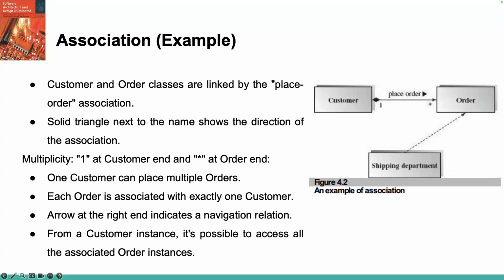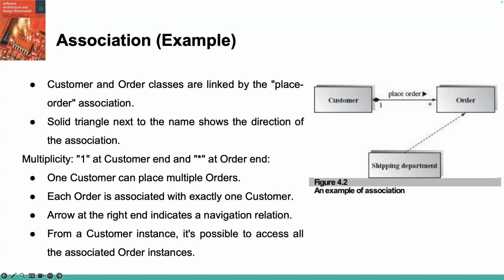In object-oriented design, associations describe relationships between classes. One common example is a relationship between customer and order. In this case, two classes are linked by a place order association, represented by a solid triangle next to the association name. The triangle indicates the direction of the association, showing that the customer places an order.